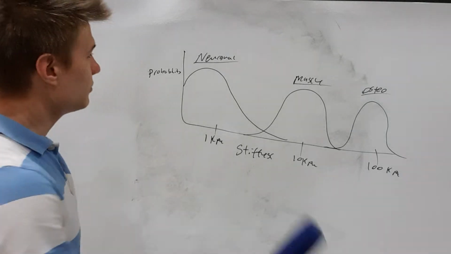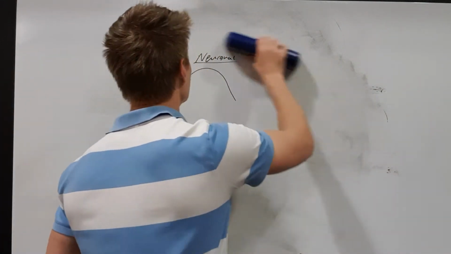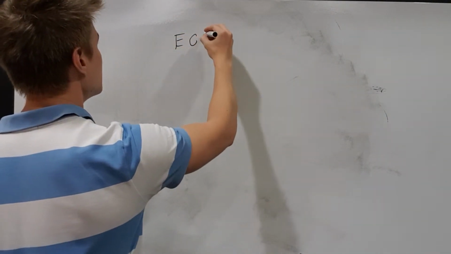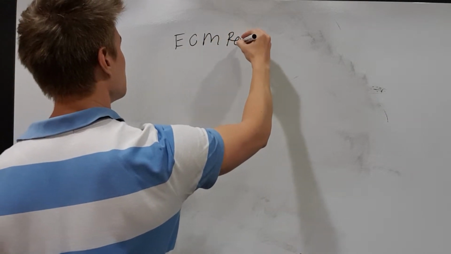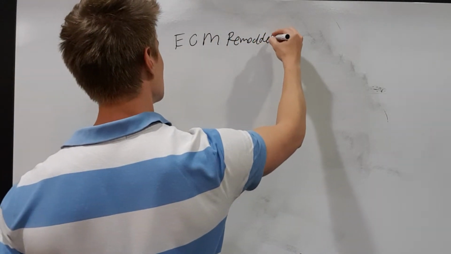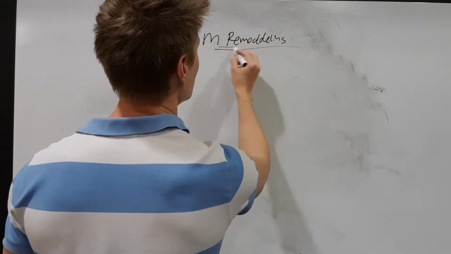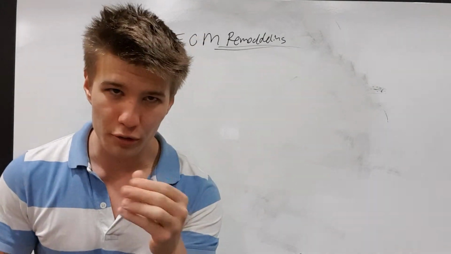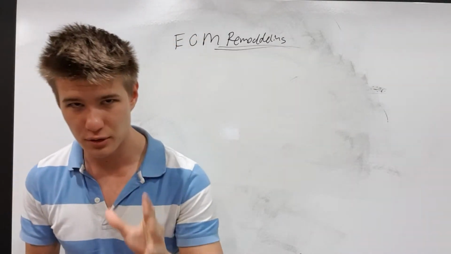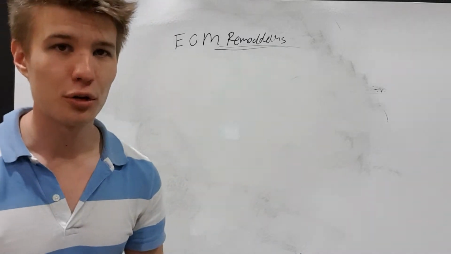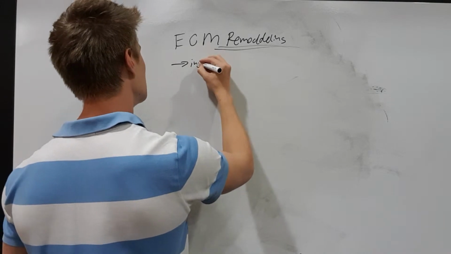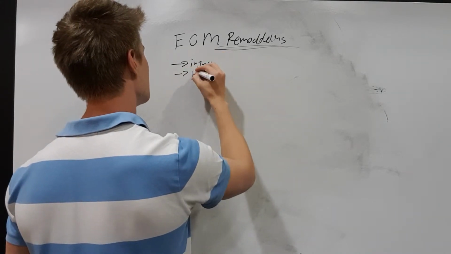Okay, now the final thing that we're going to talk about is remodeling of the extracellular matrix. ECM remodeling. I don't mind if that's spelled wrong, whatever. Okay, so it's important for the cells to be able to interact with the ECM and remodel the structure. Say, for example, injury, or just homeostasis.